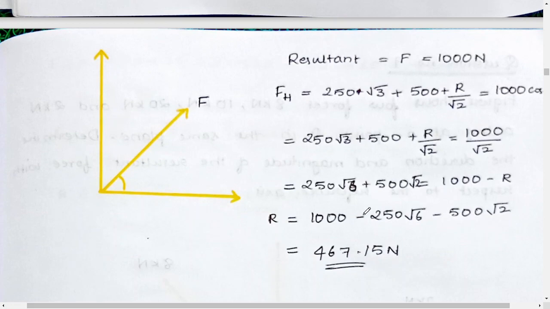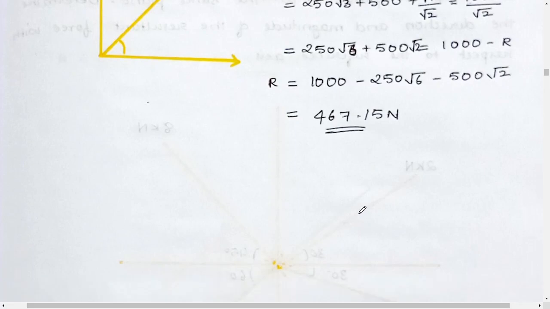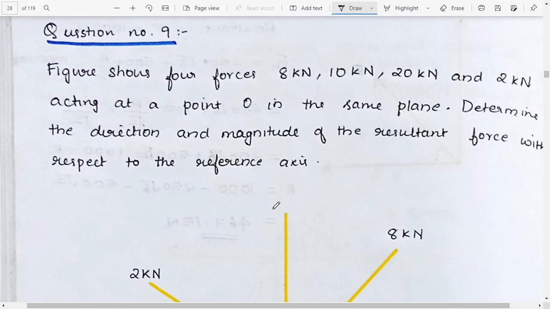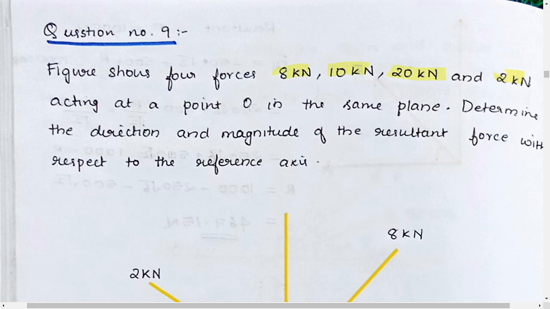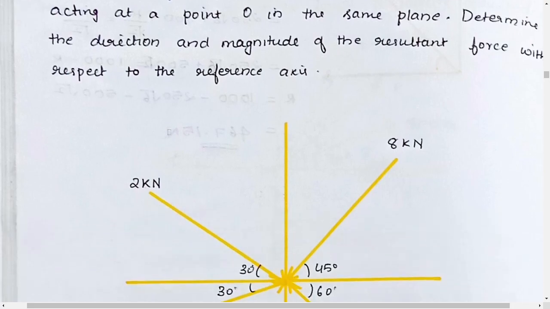Okay. Now let us move to the third example. Figure shows four forces: 8 kilonewton, 10 kilonewton, 20 kilonewton and 2 kilonewton acting at a point O in the same plane. We need to determine the direction and magnitude of the resultant force with respect to the reference axis. So this is our figure.